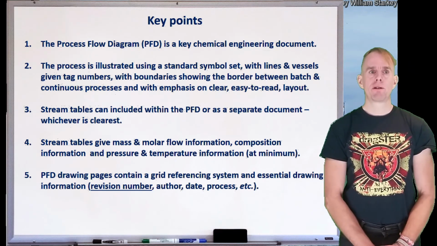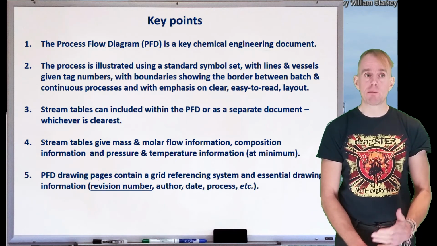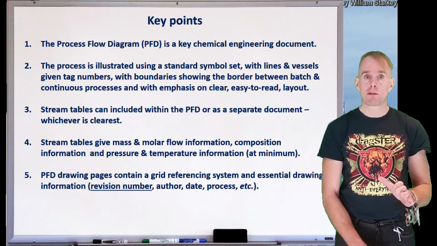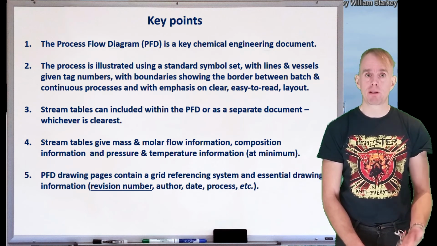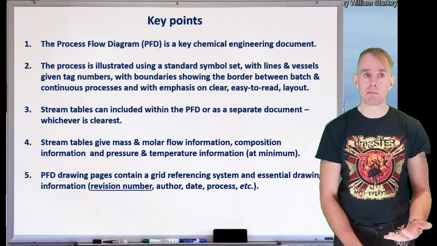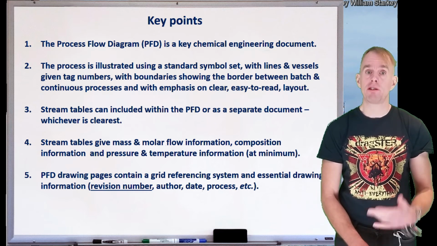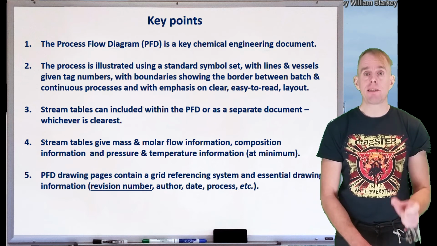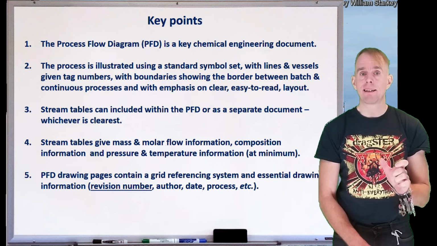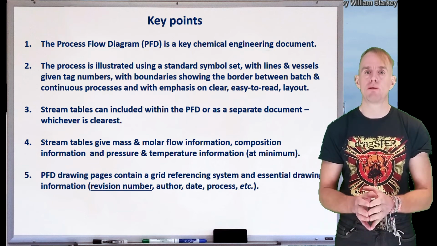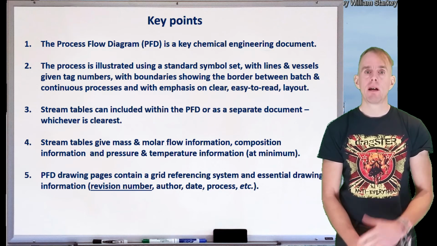So let's summarise with a few key points. The process flow diagram, or PFD, is a key chemical engineering document. It illustrates the process with a standard symbol set. You've got lines and you've got vessels with tag numbers. You've got boundaries showing the border between batch and continuous processes, if that's relevant. And the key thing here is it's got to be clear and easy to read, so pay close attention to how neatly you draw these diagrams.